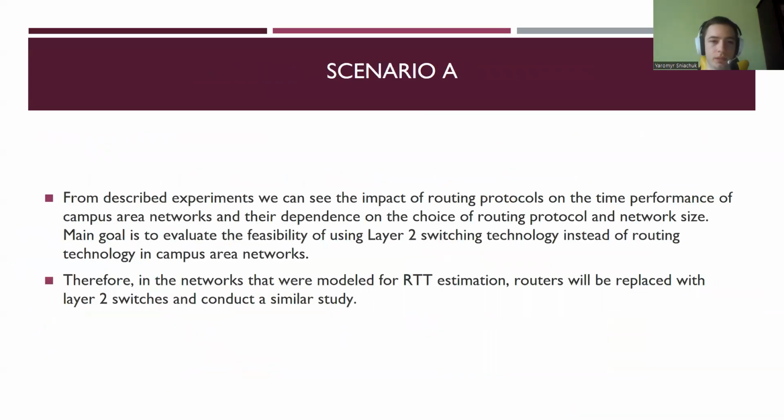From the described experiments, we can see the impact of routing protocols on the time performance of campus area networks and their dependence on the choice of routing protocol and network size. The main goal is to evaluate the feasibility of using layer 2 switching technology instead of routing technology in campus area networks. Therefore, in the networks that were modeled for RTT estimation, routers will be replaced with layer 2 switches and a similar study conducted.